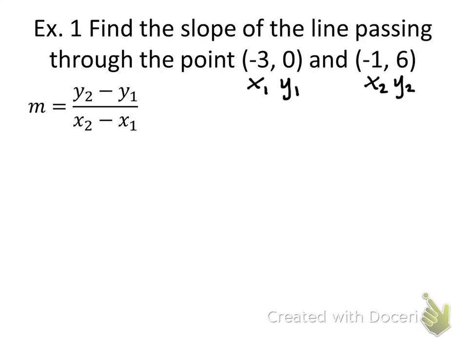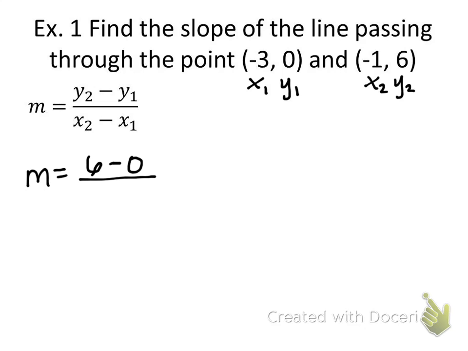And you say, well, how do I know what's what? First point they give you is always x1, y1. Second point they give you is always x2, y2. So let's plug it in. M equals, what number do I have for y2? -6. Make sure you're watching your signs. Minus, what number do I have for y1?